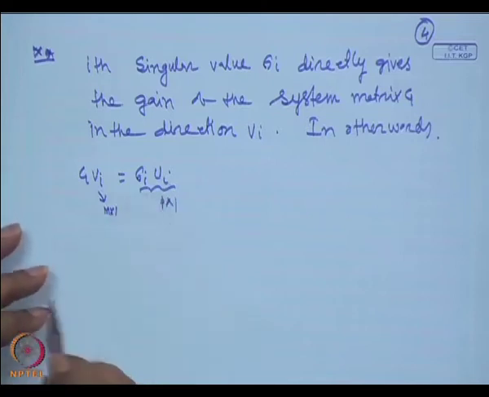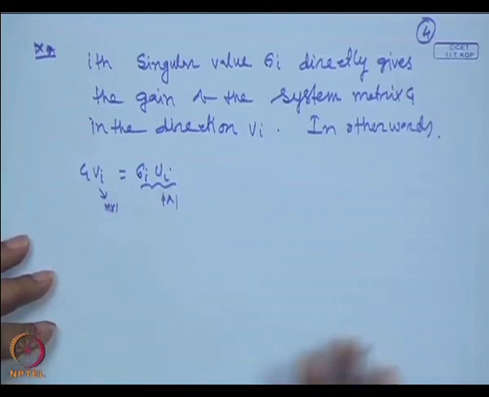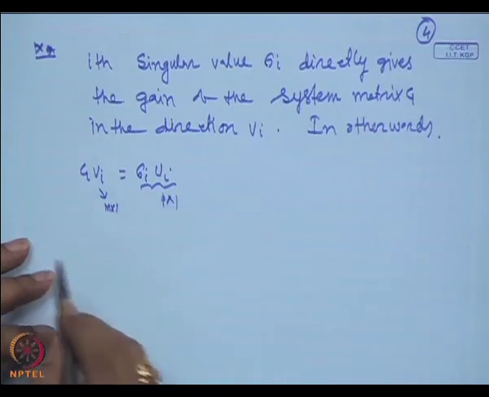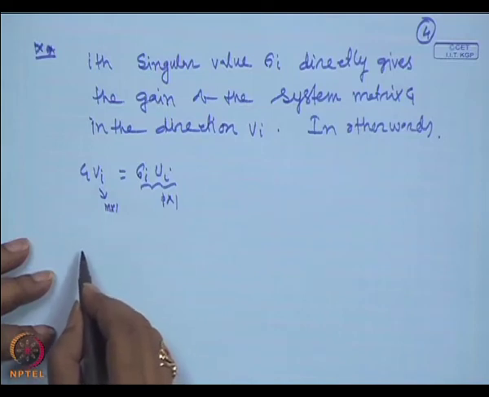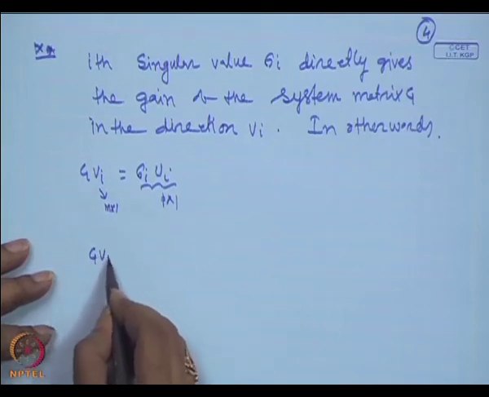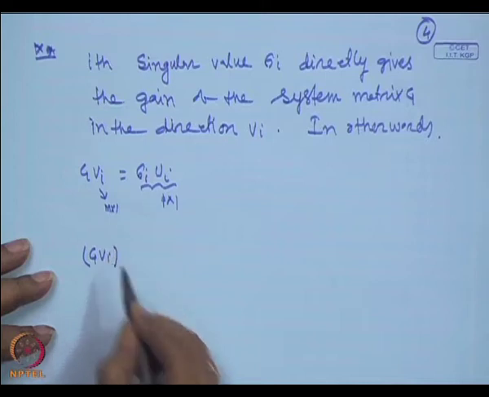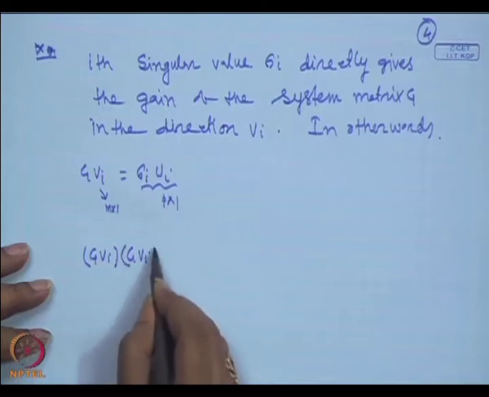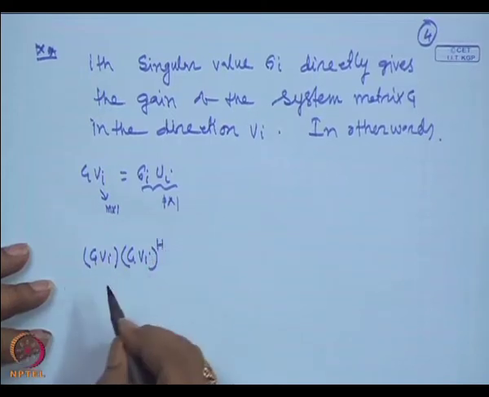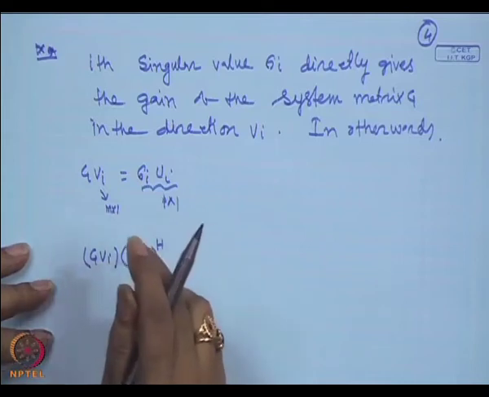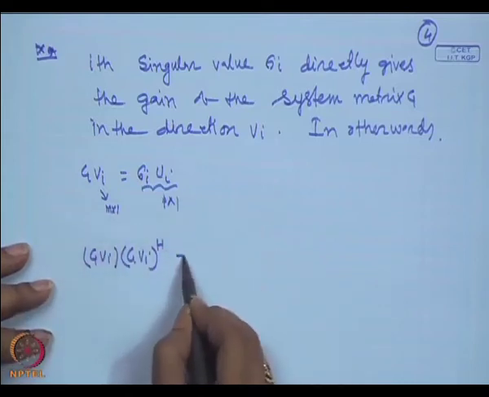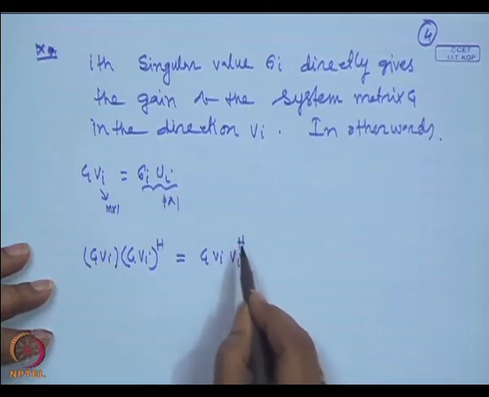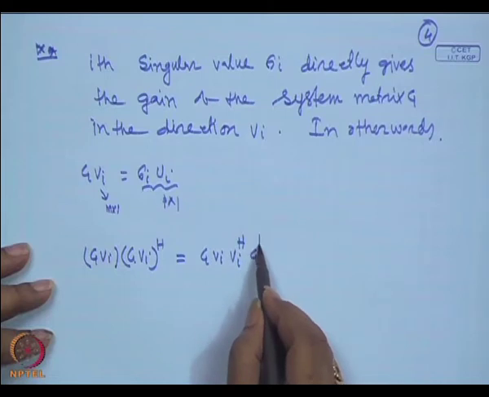Agree? Now let us see what we can write. This G is a complex matrix, so you write G V i into (G V i) whole Hermitian transpose, because it is a complex one. So you have to take the conjugate and then transpose. I am writing V i H then G H.